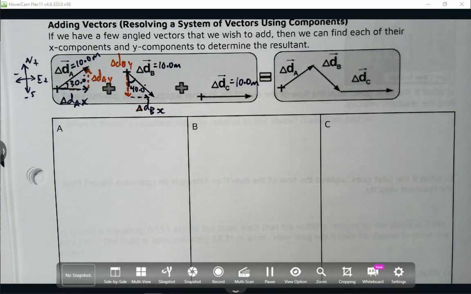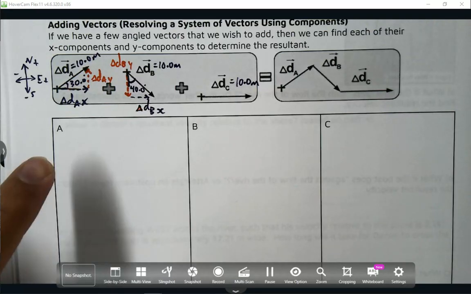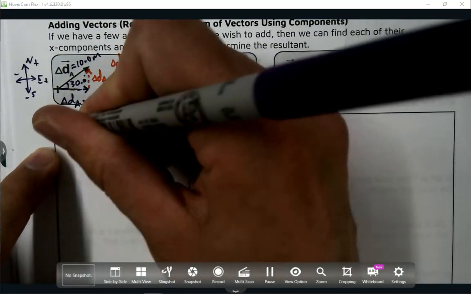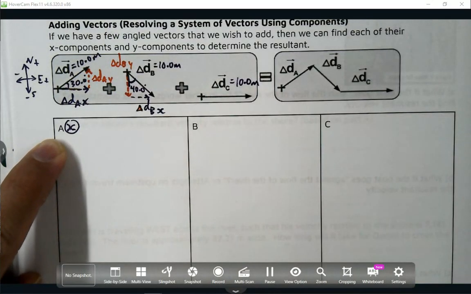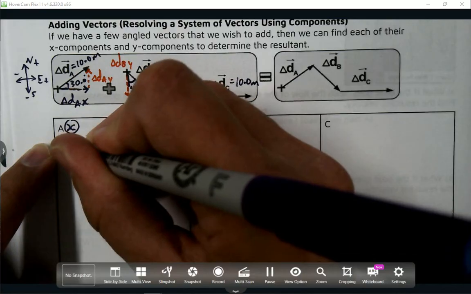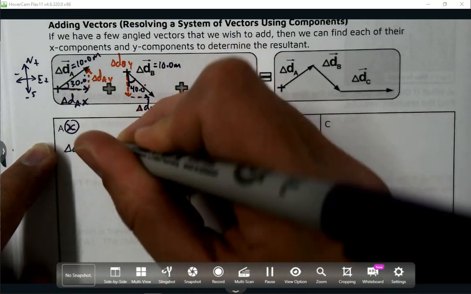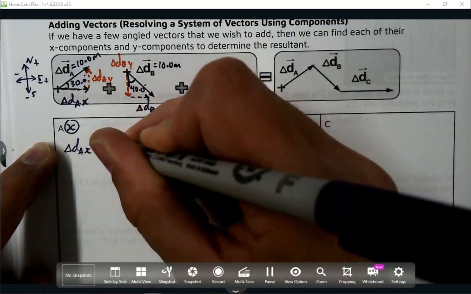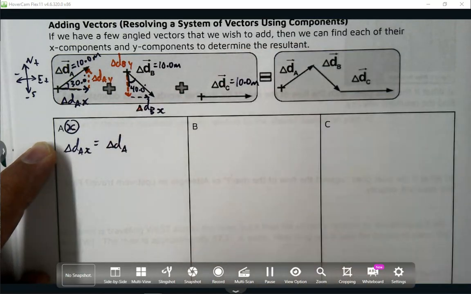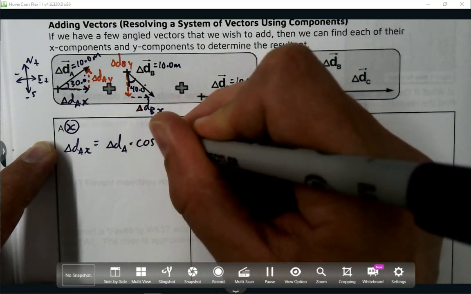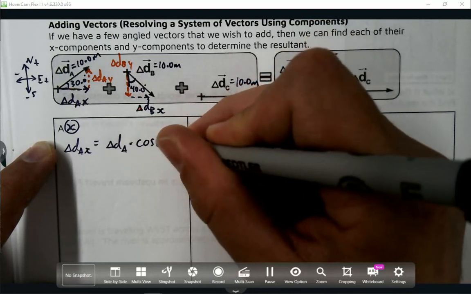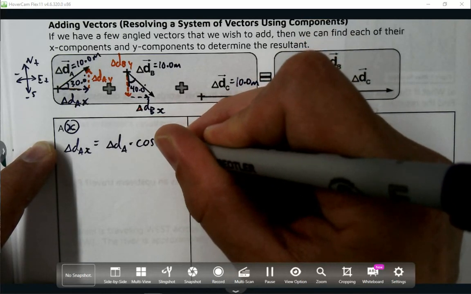So for the vector A, I want to think about the x information first. So I'll just put a little x here. I'll put a circle around it. I want to think about vector A, and displacement A in the x direction would be equal to displacement A, that's the hypotenuse, times cosine of theta A. Theta A is 30 degrees.